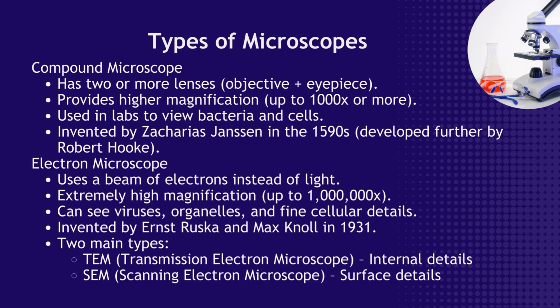Electron microscope uses a beam of electrons instead of light. Extremely high magnification, up to 1 million times. Can see viruses, organelles, and fine cellular details. Invented by Ernst Ruska and Max Knoll in 1931. Two main types: TEM, transmission electron microscope, for internal details, and SEM, scanning electron microscope, for surface details.